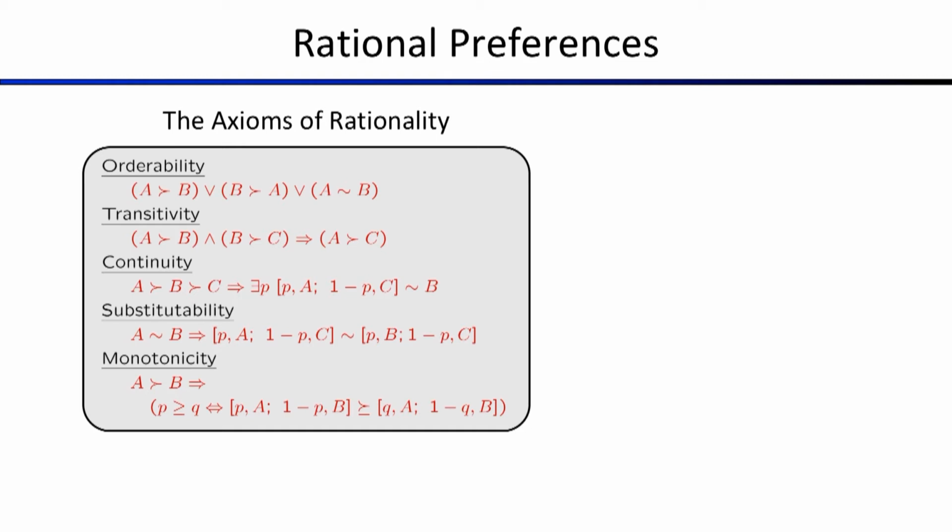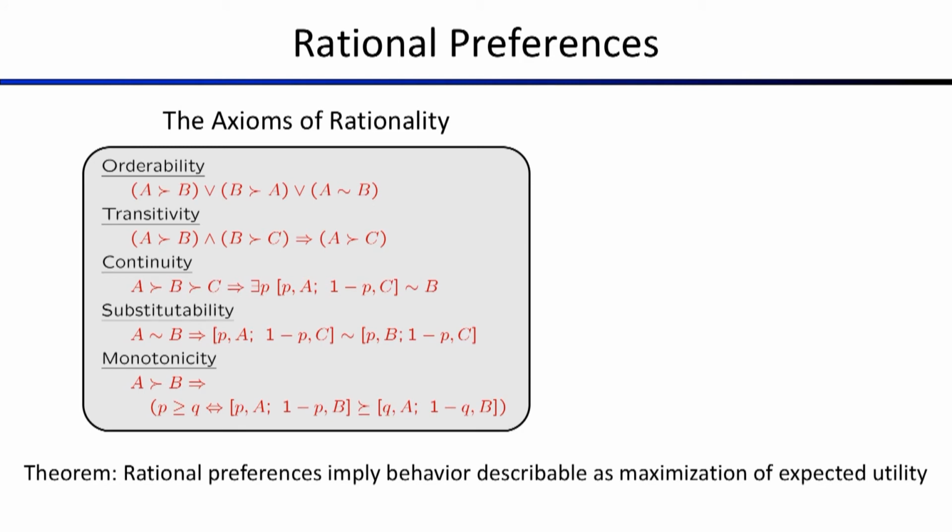Substitutability: if you're indifferent between A and B, then if there are lotteries that involve A and B, you're willing to sub A and B inside those lotteries too. Monotonicity: if you prefer A over B, then if you have a lottery between A and B, with some probability on A, some probability on B, then if you decrease the probability you put on A, that should be a less preferred lottery than the one where you had higher probability on A. So all of these make a lot of sense.